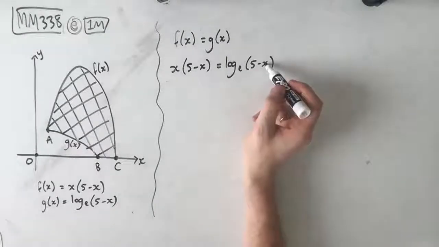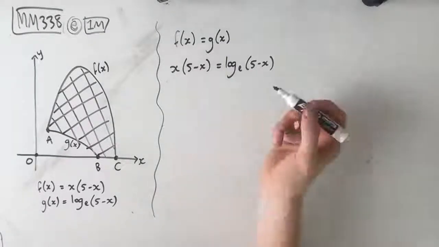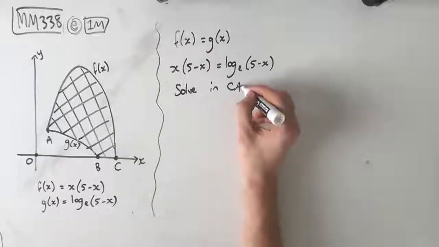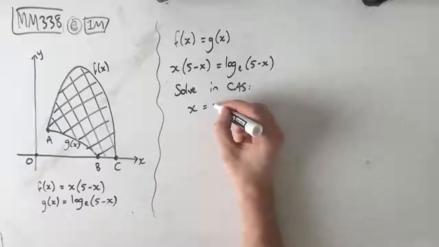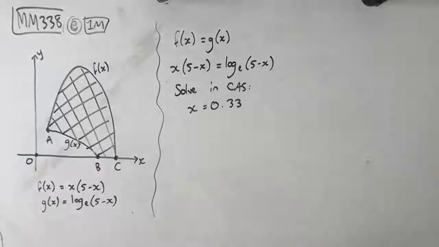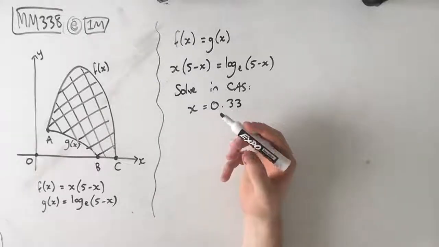Now, whenever you've got an x inside a log and outside, you're going to need to use your calculator to solve this. So solving on the CAS, we get x equals 0.33. Awesome. But we're not done yet because we actually need to find the coordinates of point A, right?